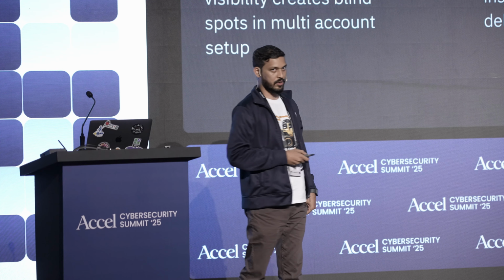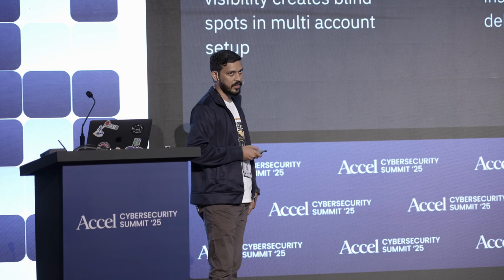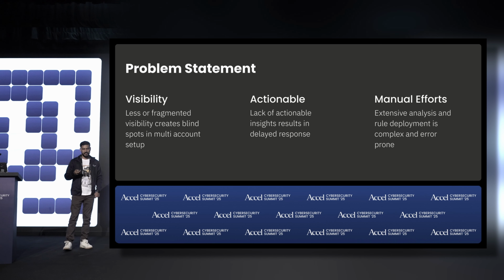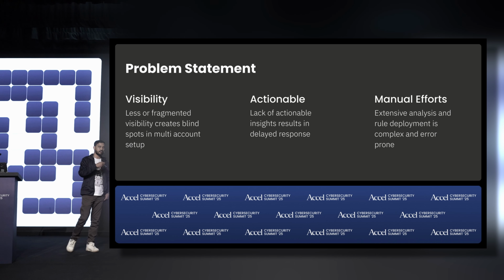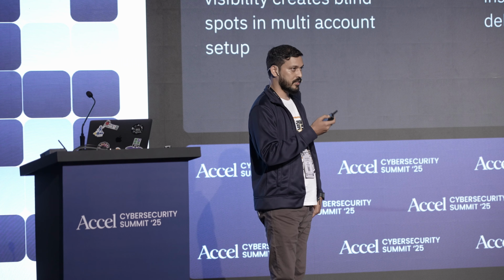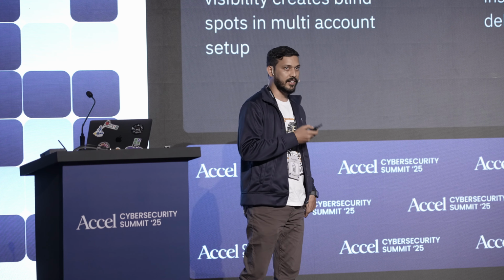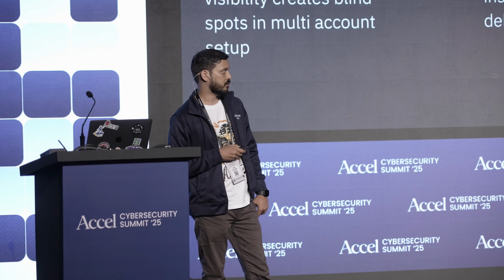Obviously, we can do this with the tool or the service that AWS provides called AWS Firewall Manager. There are other tools as well, but I'll talk about that later, how this is more efficient and cheaper than deploying all those tools. So when we don't have the actionable insights, then the deployment of rules and taking action on all those threats results in a delayed response to those threats, right?